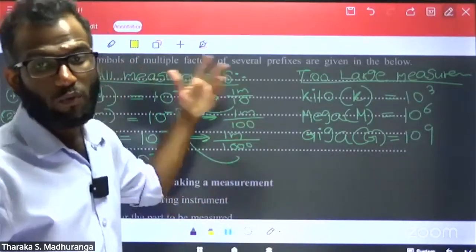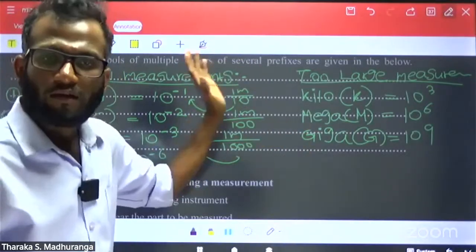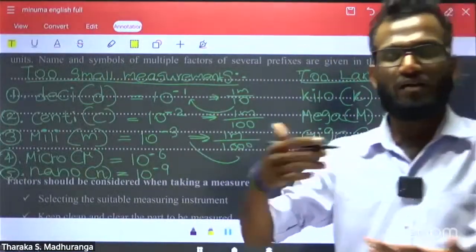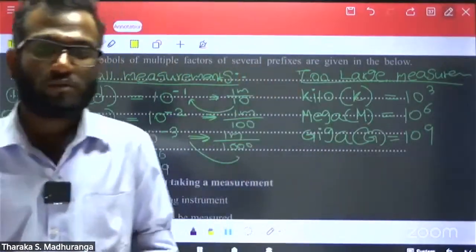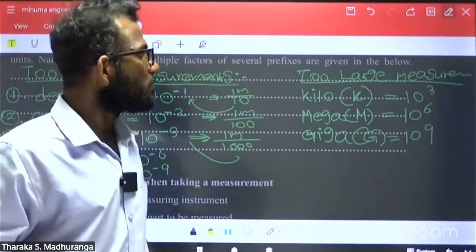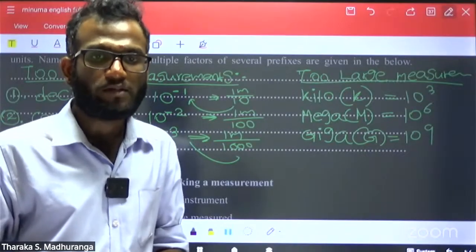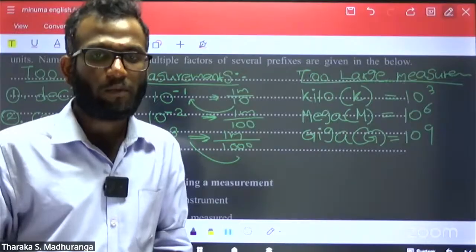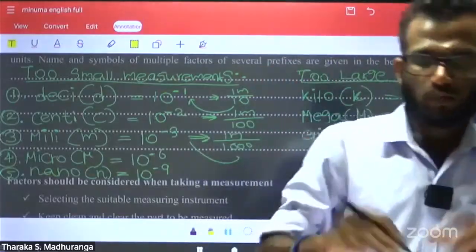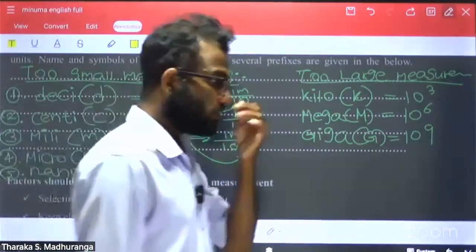Kilo, mega, giga, tera, peta are different types of prefixes. They come from computer storage, where we use different prefixes to measure storage. You already know, starting from kilobytes, megabytes, gigabytes, terabytes, petabytes. Keep some idea about prefixes; it's better for future studies.